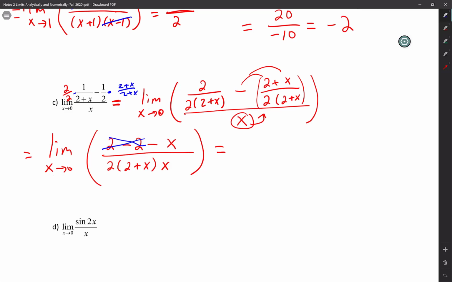What do you guys think? There's an x on the top, there's an x on the bottom. Can I cancel it out? Yes. Yeah, now we can. Boom, they're out. You still have a -1 in the front though, so don't forget about that.